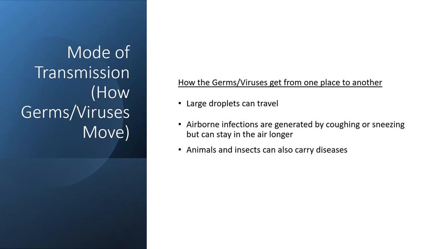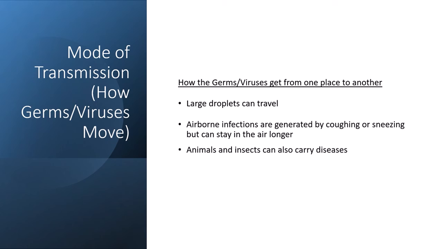The next step is the mode of transmission. So that's how those germs or viruses move. So when we think about how viruses get from one place to another, it can happen through direct contact by touching a person, or indirect contact by touching an item that a germ or virus has landed on. It can also be that you breathe in through the air. So large droplets can travel 3 to 6 feet and are generated by coughing or sneezing.